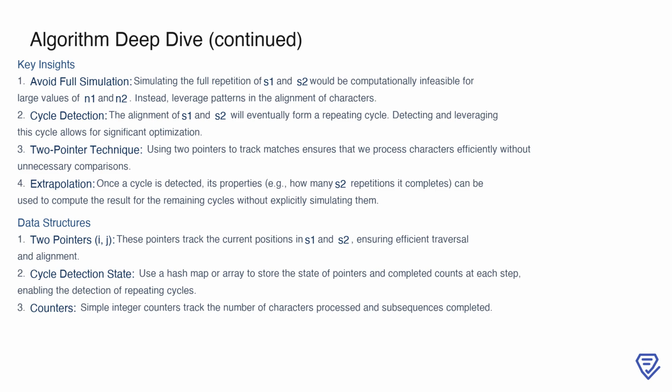Over time, the alignment of S1 and S2 will form a repeating cycle. Once this cycle is detected, we can leverage it to calculate the result more efficiently. The two-pointer technique ensures that characters are processed without unnecessary comparisons, while a hash map or similar data structure is used to track the state of pointers and completed repetitions. This allows us to identify cycles and determine their properties, such as how many S2 repetitions they complete. By extrapolating from these cycles, we compute the result for large inputs without explicitly processing all repetitions of S1. Using this approach ensures efficiency while maintaining accuracy.